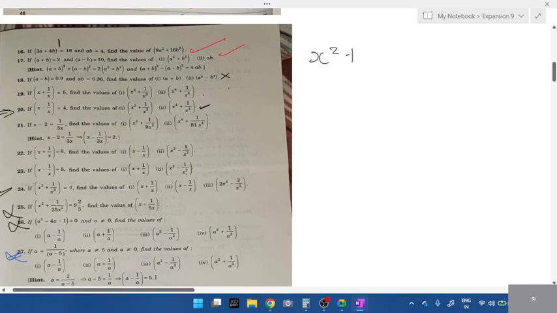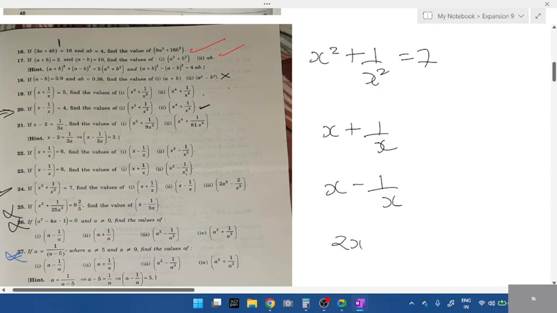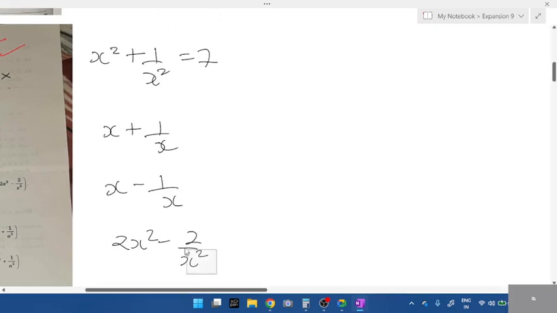Okay, this is important, Lima. This is important. But what is given? Degree 1 is given or degree 2? 2 is given. And what have they asked us to find? x plus 1 by x? No, no, x minus 1 by x, then 2x square minus 2 by x square. These are the three questions they have given.